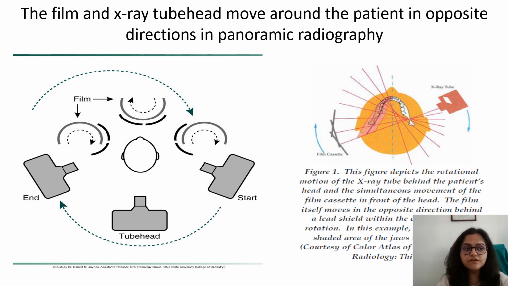The film itself moves in the opposite direction behind the lead shield within the cassette during the rotation, and in this example the image of the shaded area of the jaw is being formed.